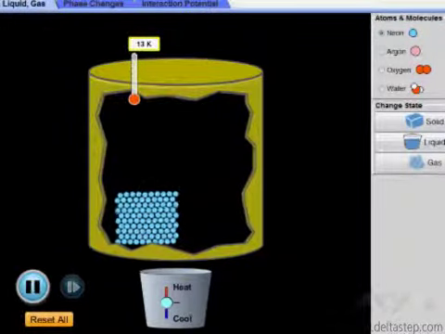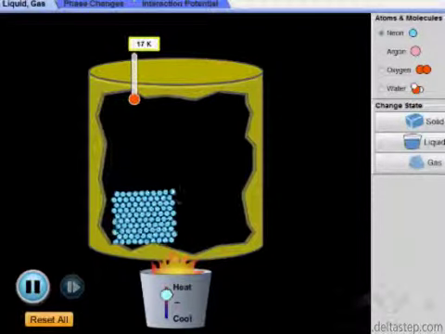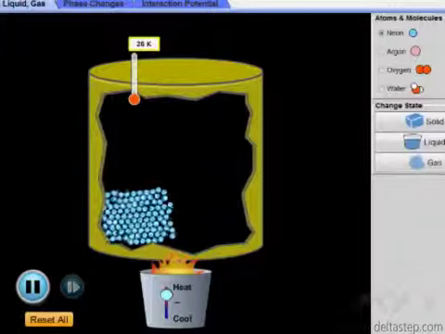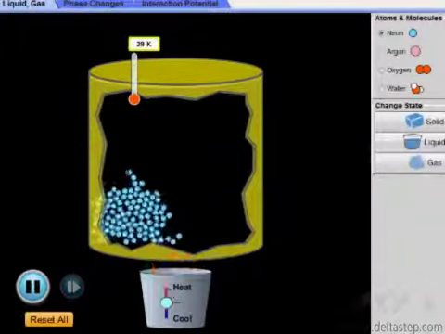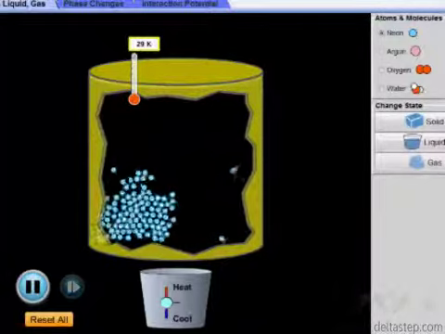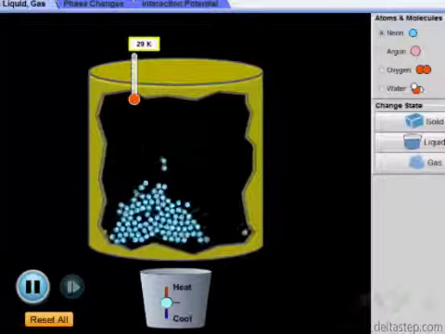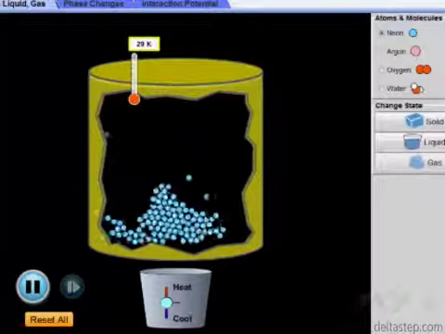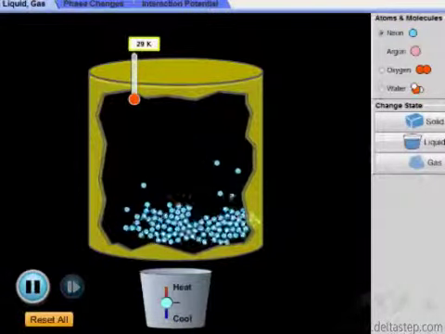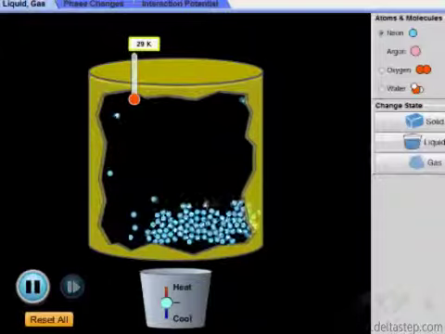So here you have a solid sample. We provide heat to the sample. So as we provide heat, you see that the kinetic energy of the particles increases. Therefore, the speed of the particles start to increase. The interparticle space between them increase, and therefore the interparticle force of attraction between the particles start to decrease, and therefore the solid form is converted into the liquid form as we provide heat energy to the sample.